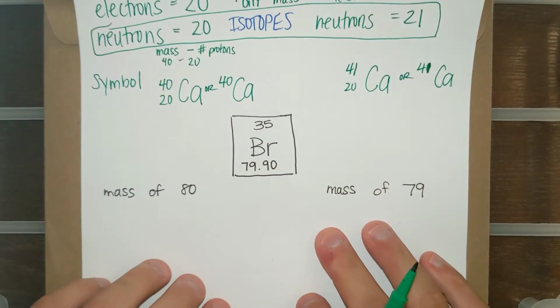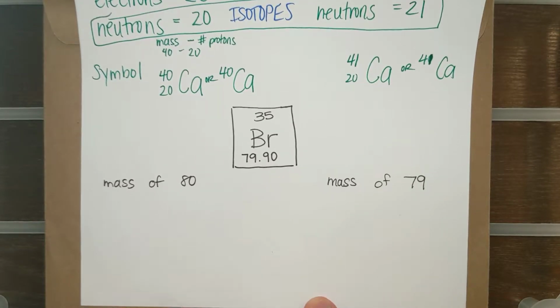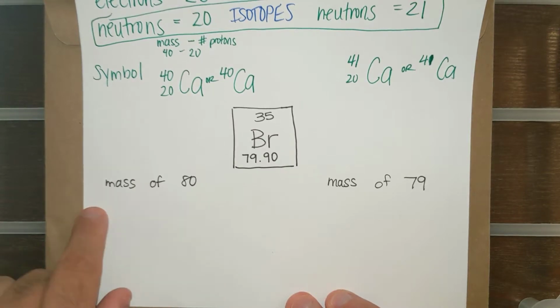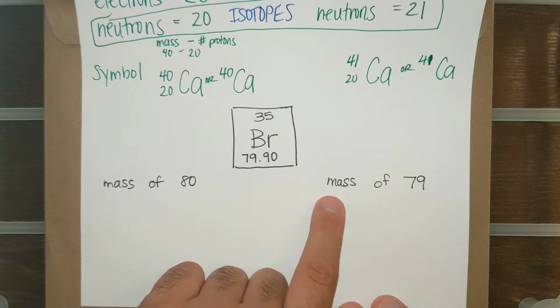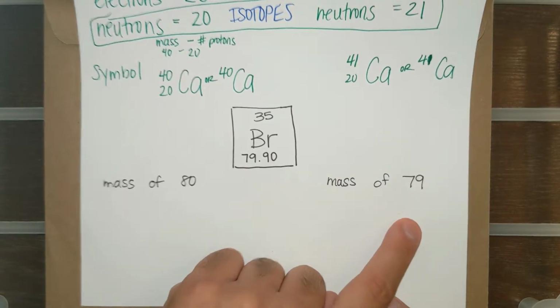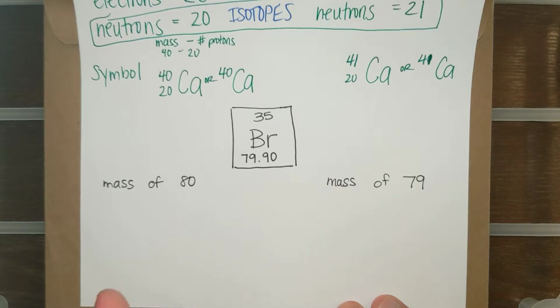I'll jump down here and do bromine a bit quickly, or if you want to pause the video and try and do bromine on your own, you could do that now. I'll ask you the same thing. How many protons, neutrons, and electrons does bromine with a mass of 80 have? How many protons, neutrons, electrons does bromine with a mass of 79 have? What are both of these called with respect to each other? How do I write the symbol?